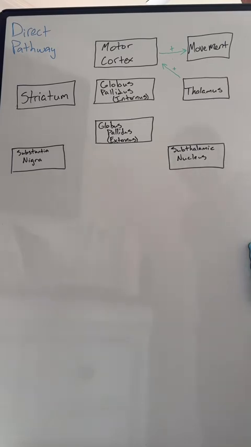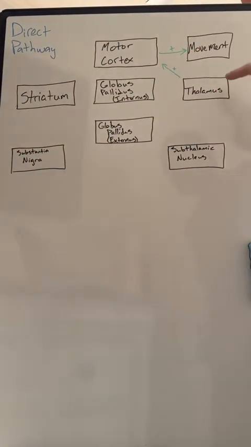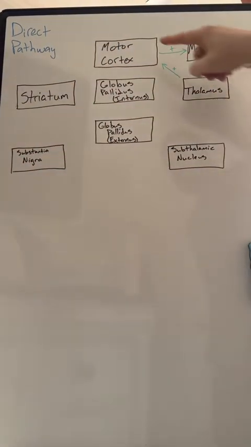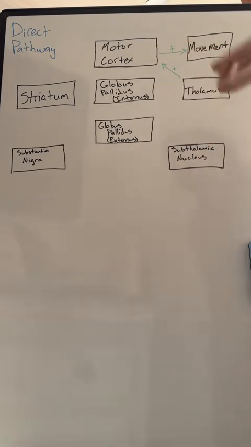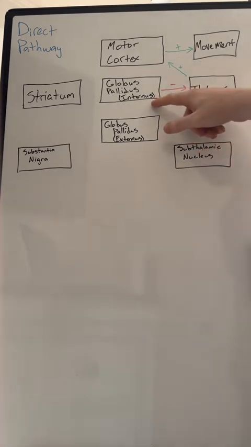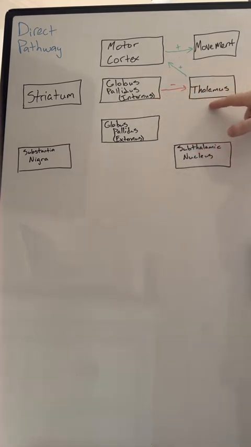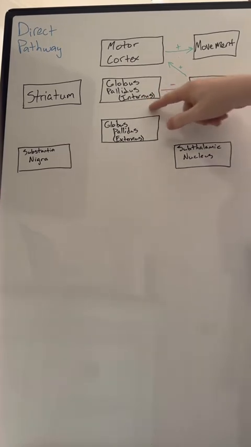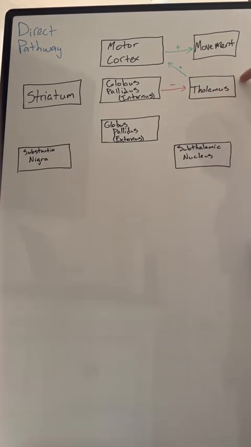In the absence of modulation from the basal ganglia, which is this whole section here, the thalamus exerts an excitatory influence on the motor cortex and increases movement. Alright, so at rest, the globus pallidus internus inhibits the excitatory signals from the thalamus by releasing GABA. So GABA inhibits the excitatory signals being sent to the motor cortex from the thalamus.